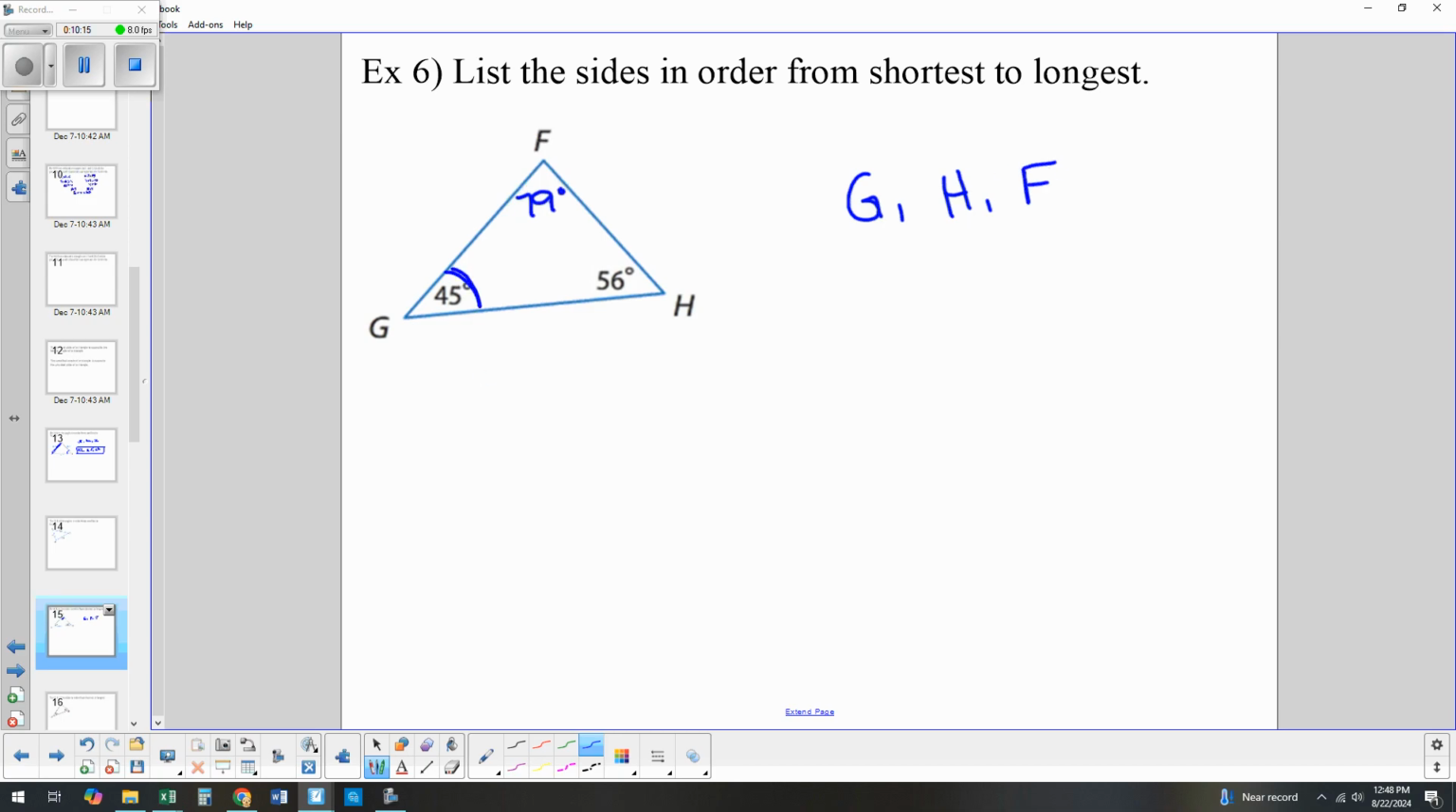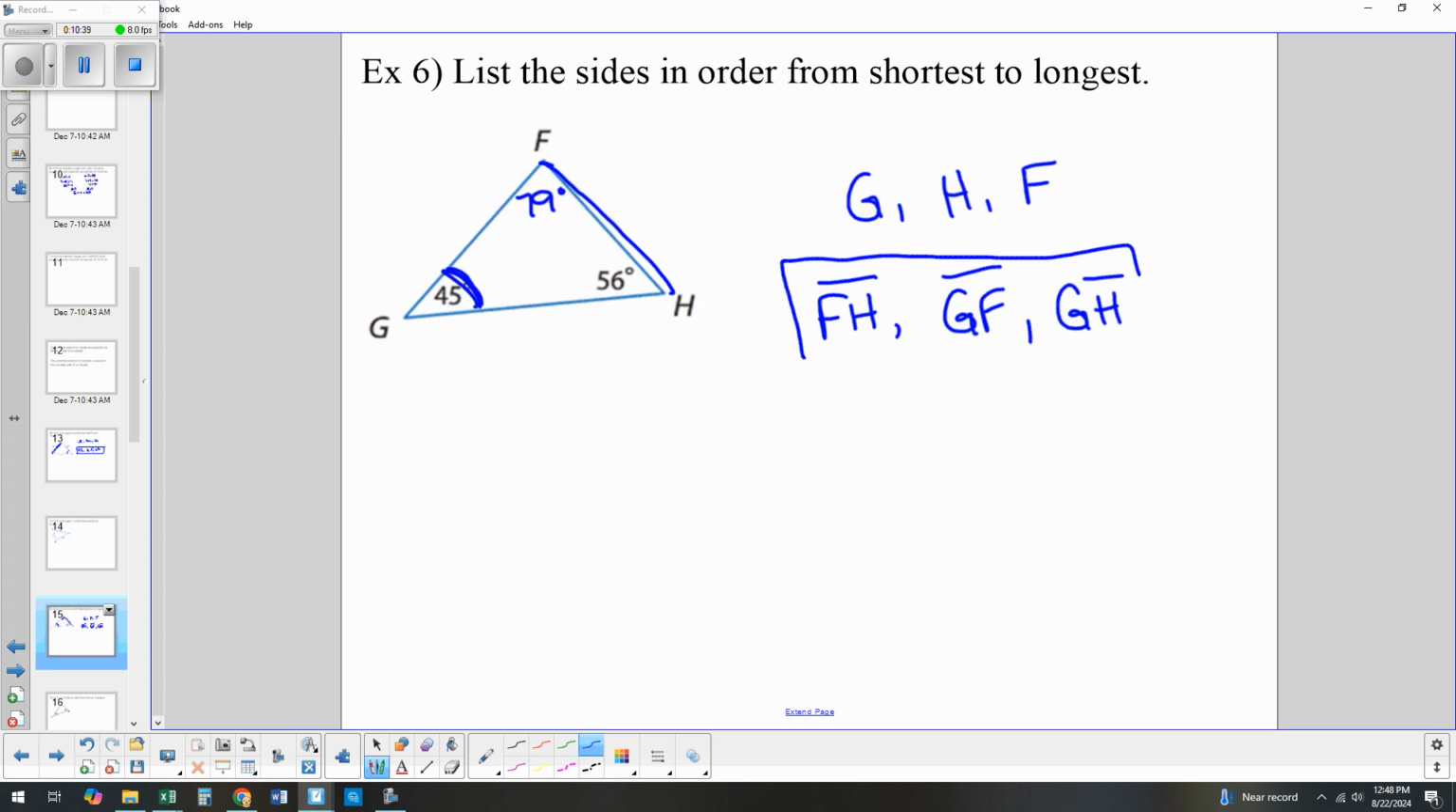So if I'm talking about angle G, the side opposite it was FH. It was the two letters that we used that were not G. So when I used H, I wasn't using G or F. So the next one would be GF. And then for the last one, I wasn't using G or H, so my biggest side would be GH. And that would be how I put the sides in order from shortest to longest.